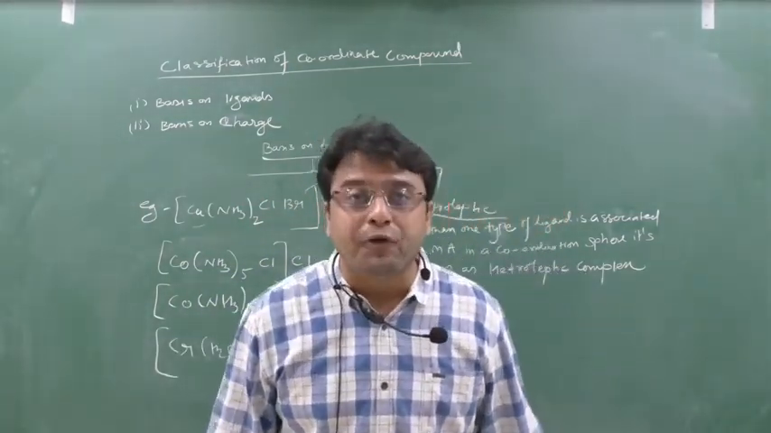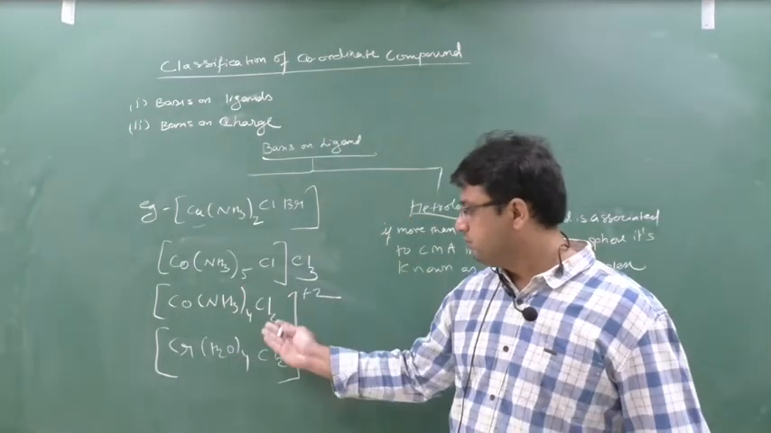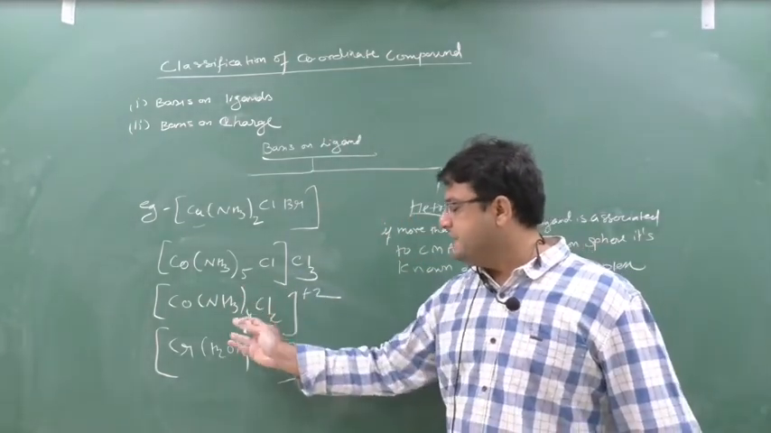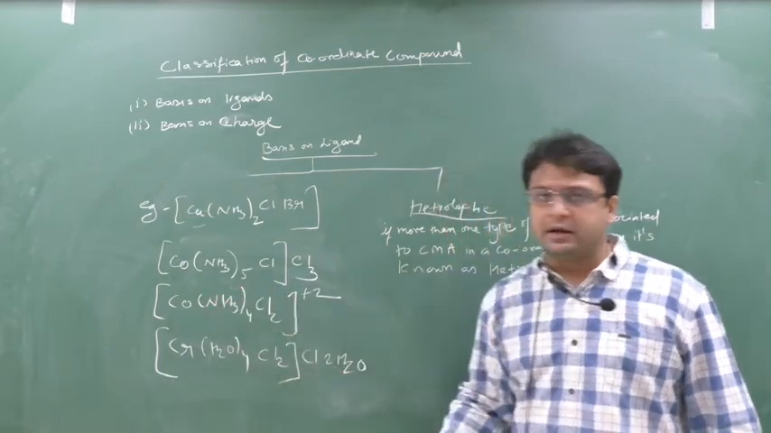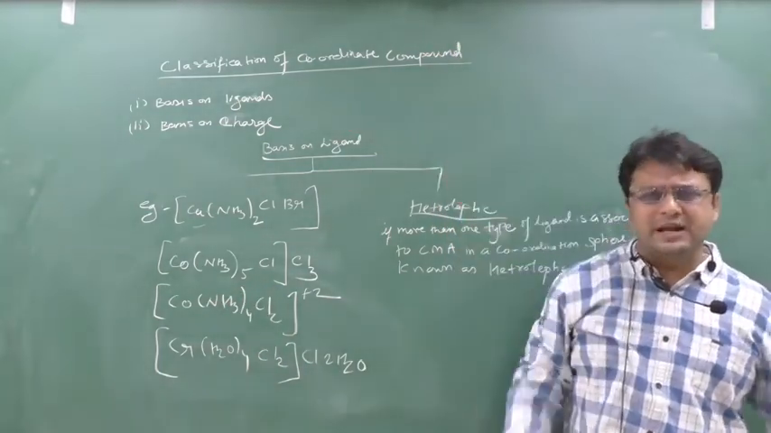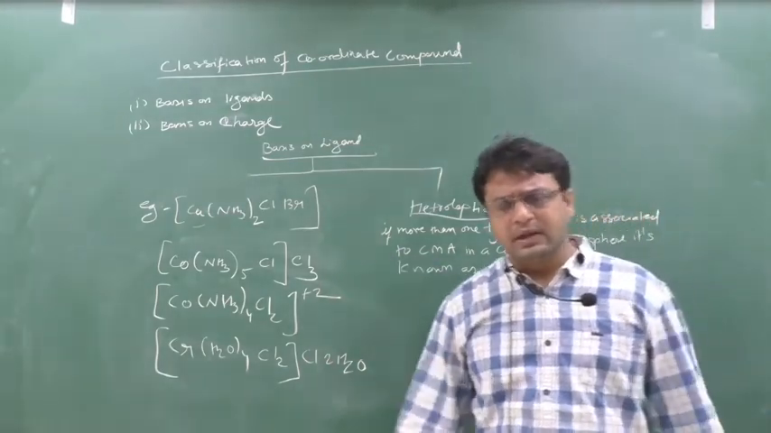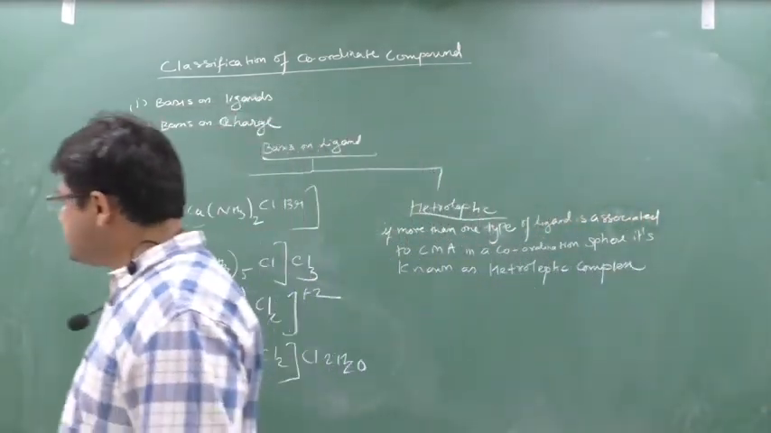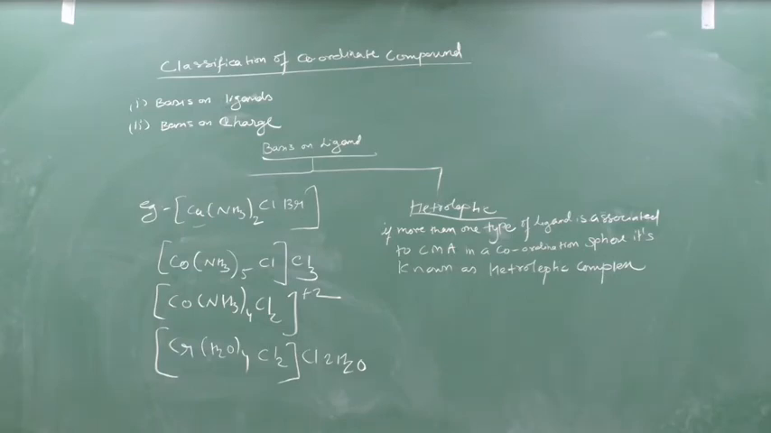Heterogeneous mixture, non-uniform. Similarly, this is non-uniform. Different types of ligands are there for the central metal atom. If you see the homoleptic complex, the same type of ligand is there. Homo means same. Clear this part? So on the basis of ligand, we can classify in this way, either homoleptic or heteroleptic.